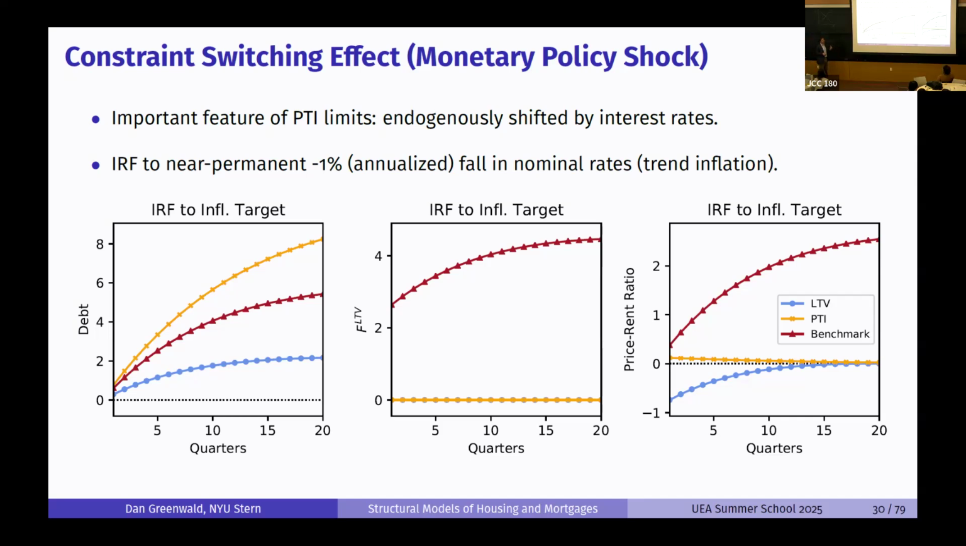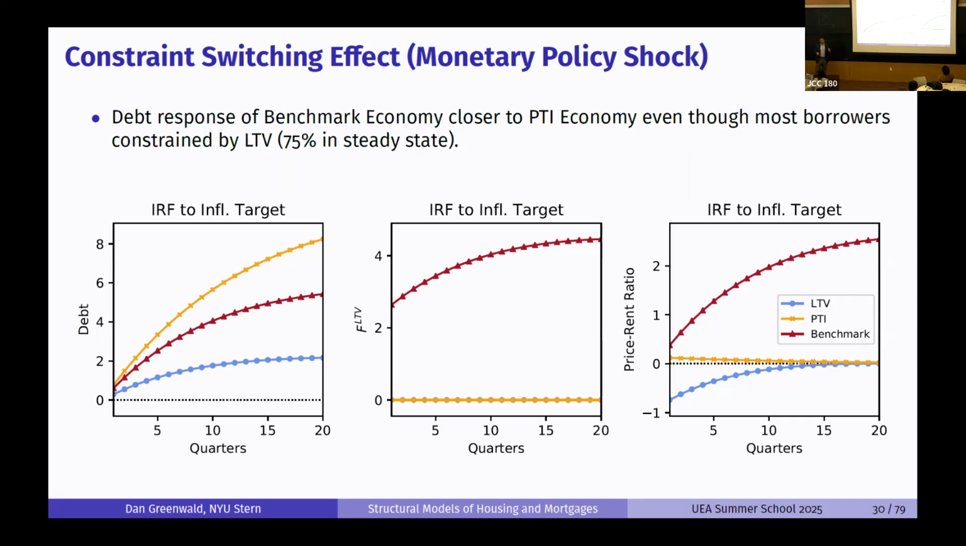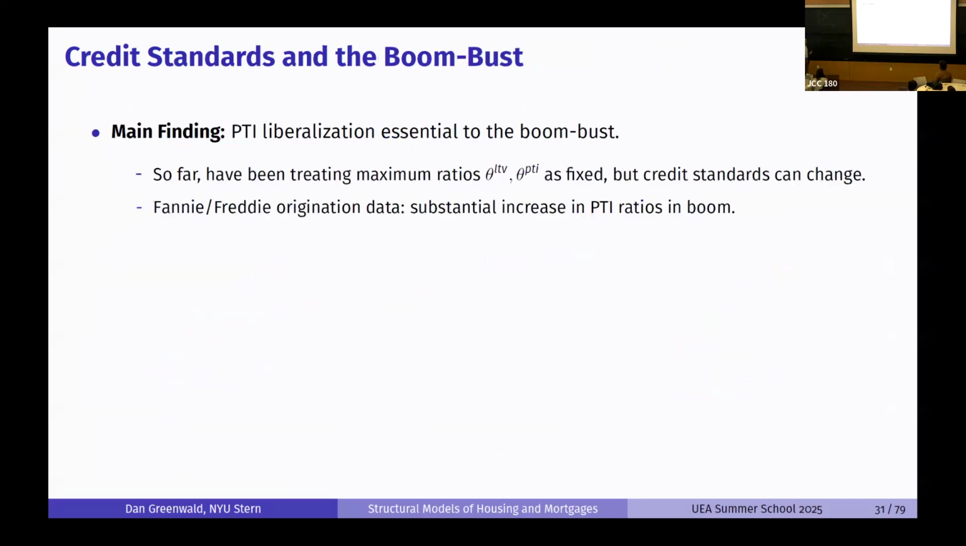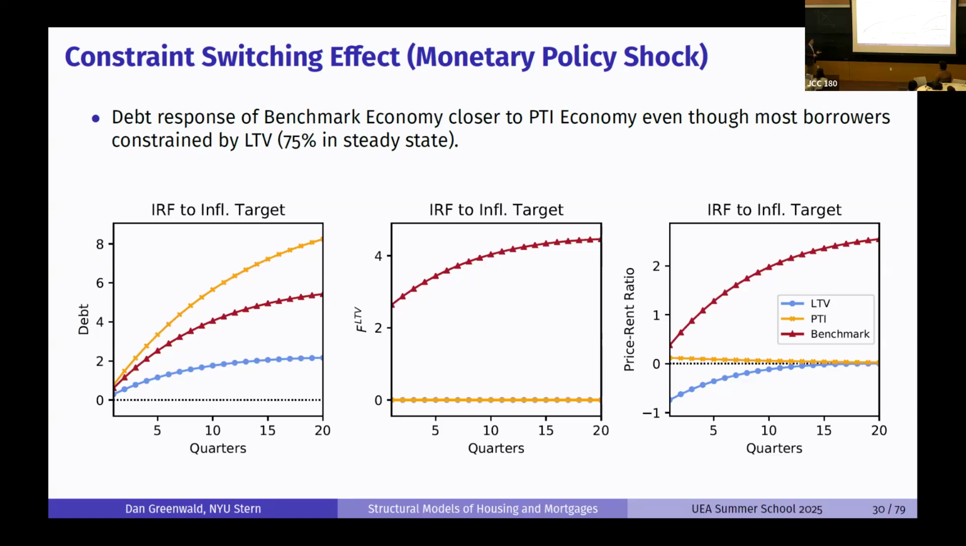Here's what is important, okay? You'll notice, right, that like I said, I'm calibrating this model to match that only like 25% of borrowers in the red world are constrained by payments income, okay? But if you compare these, you'll notice that the debt response is actually closer to the world where everybody's payments income constrained than the world where everybody's LTV constrained. It's not 25% of the way there, it's more than halfway. And the reason is this endogenous amplification effect that we've been talking about.